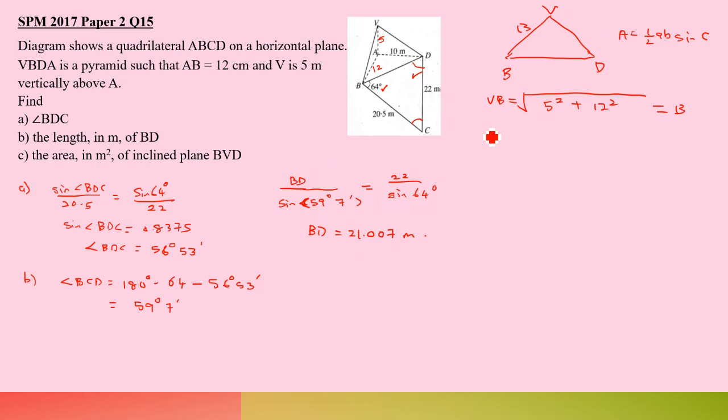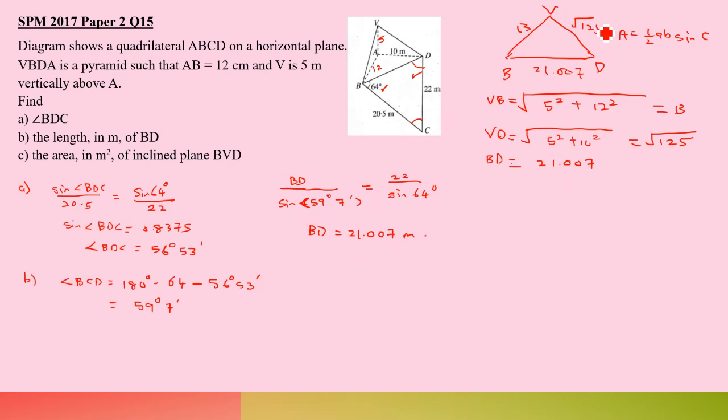So what is VD? Same formula, because it's 90 degrees, horizontal and vertical, so it's 5 and 10. So 5 square plus 10 square, which we cannot simplify, so I leave it as square root 125. And we also know BD from the calculation here, 21.007. So we have 21.007 here and square root 125.